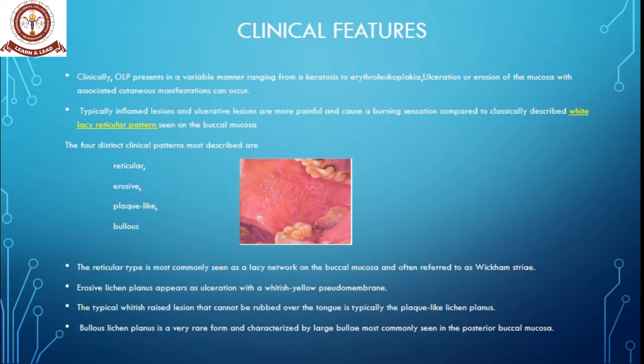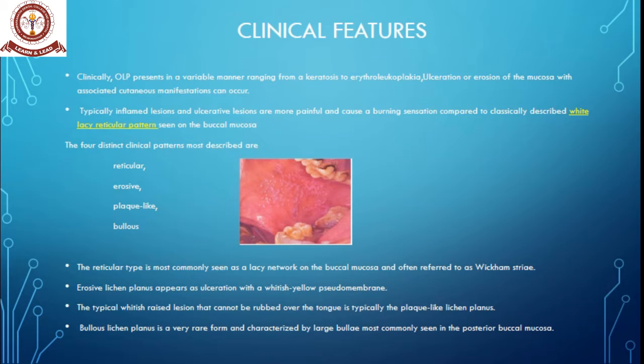The reticular type has the typical lacy network. This crisscrossed lacy network pattern is seen in the reticular form of oral lichen planus. This is named Wickham's striae. This is an important term you should remember. Wickham's striae. This white lacy form seen in lichen planus is called Wickham's striae.